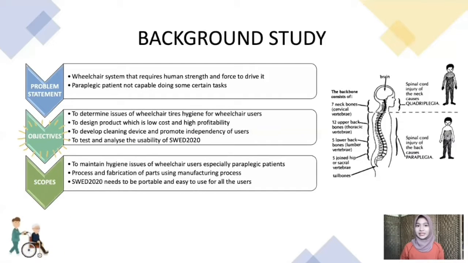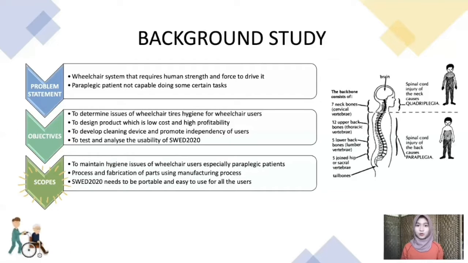Next is the objective. The main objective of this project is, firstly, to determine the issues of wheelchair users in cleaning the tires of the wheelchair according to human factors engineering in order to fabricate a user-friendly device. Next is to design a product which is low cost and high profitability. Also to develop a cleaning device that is suitable for all wheelchair users and promotes the independence of users. And lastly, to test and analyze the usability of Swed 2020.